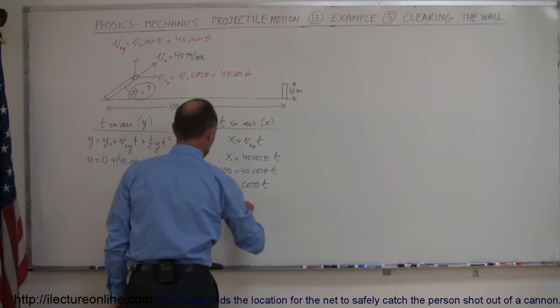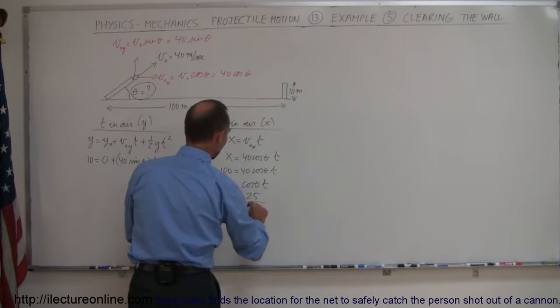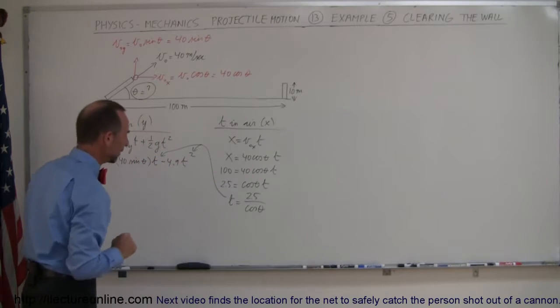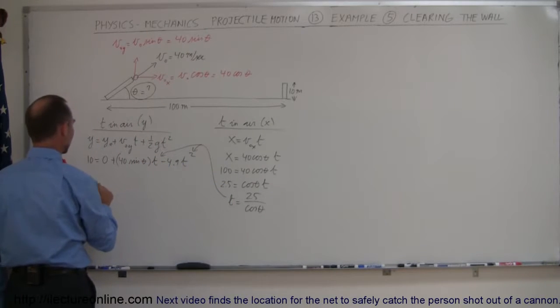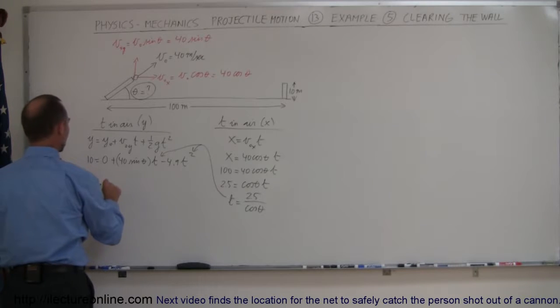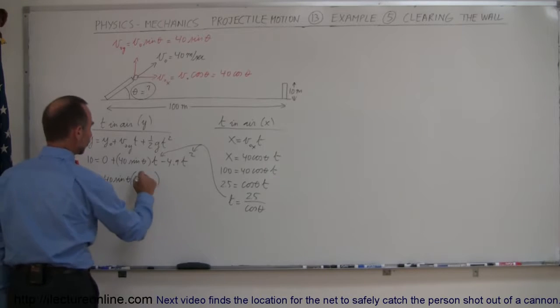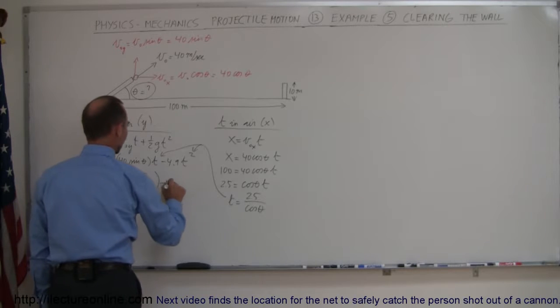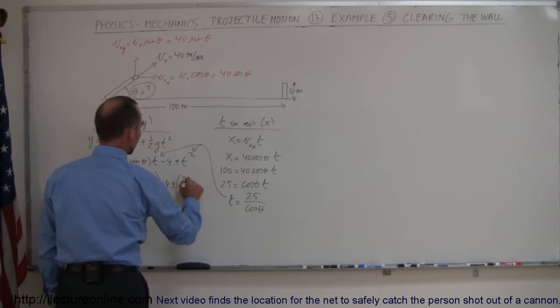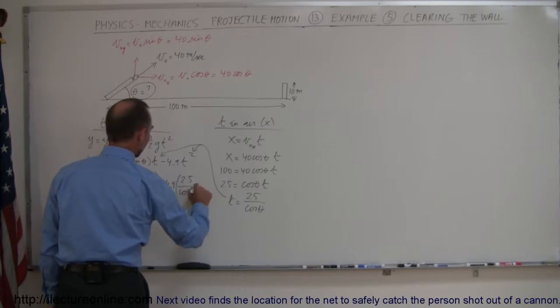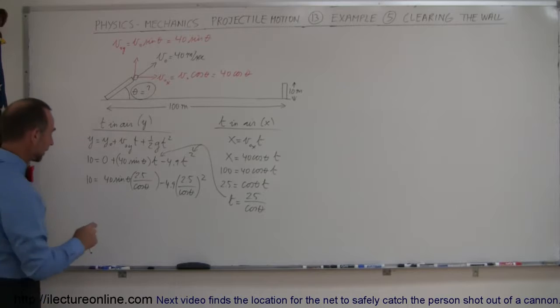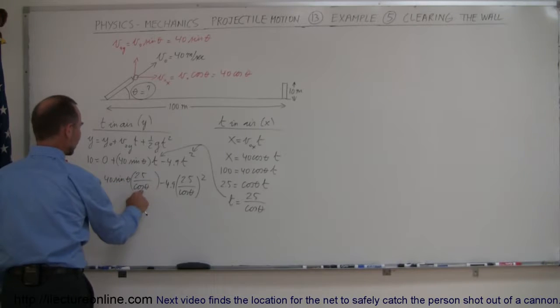So we'll do that. So t is equal to 2.5 divided by the cosine of theta, and I'm going to plug that in here and in there. All right, let's do that. So our equation now becomes 10 is equal to 40 times the sine of theta times t, which is 2.5 divided by the cosine of theta, minus 4.9 times 2.5 divided by the cosine of theta, quantity squared. Okay, I can simplify that a little bit. I can multiply this times this, and the sine divided by cosine is the tangent.